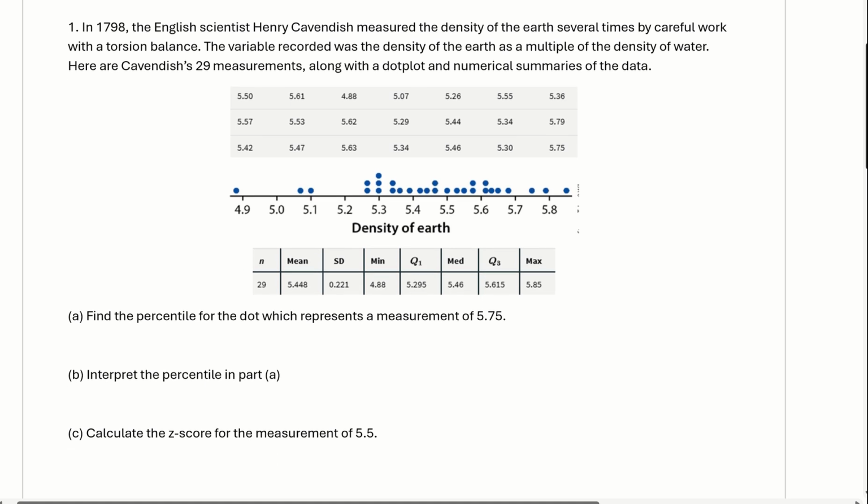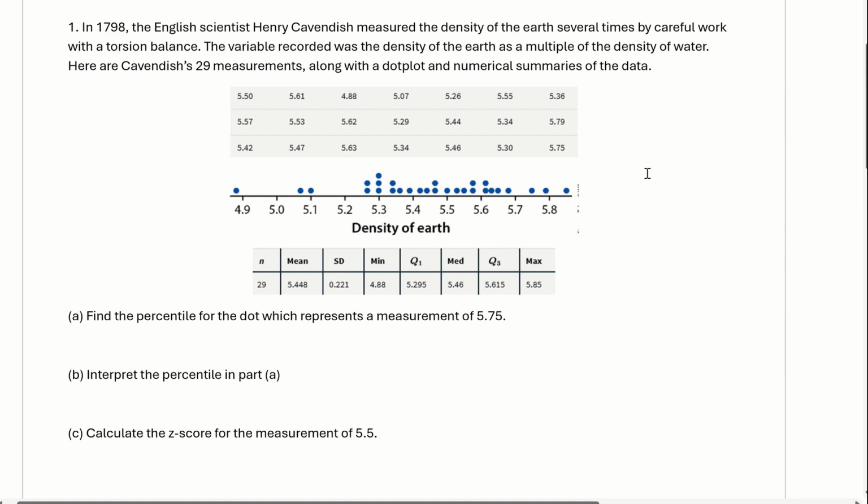Alright, so it says in 1798, English scientist Henry Cavendish measured the density of the Earth several times by careful work with a torch and balance. The variable recorded was the density of the Earth as a multiple of the density of water. Here are the 29 measurements, the dot plot, and the numerical summaries. This data only gives you 21 of the measurements, so I'm not sure what happened to the other measurements, but we got all of the measurements here for the density of the Earth in the dot plot, okay?